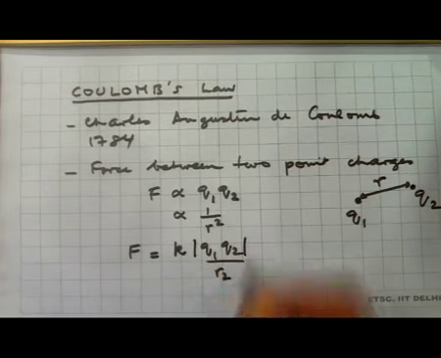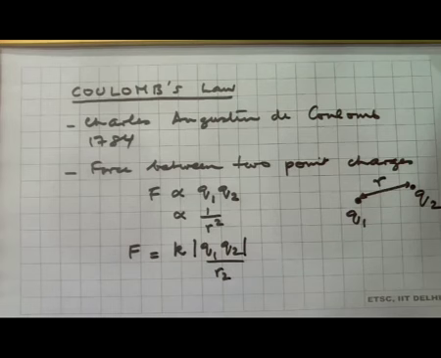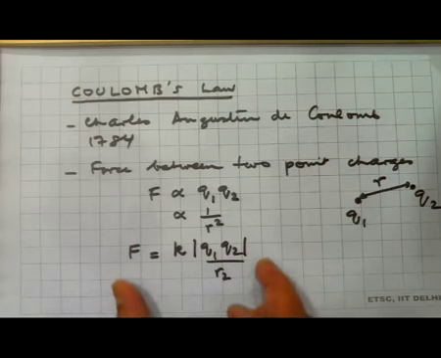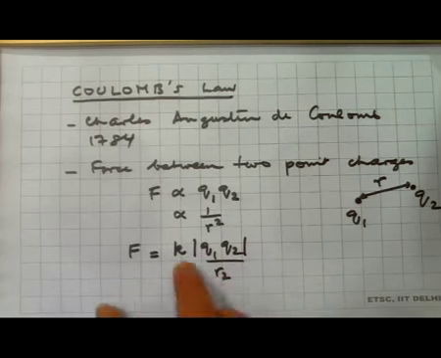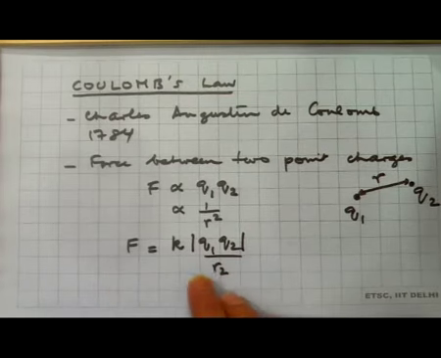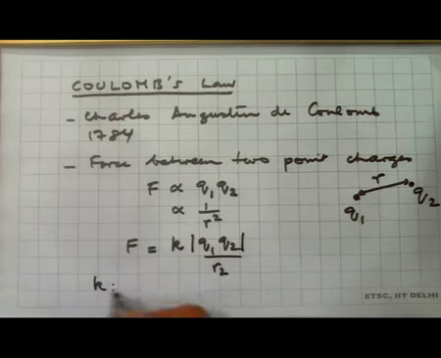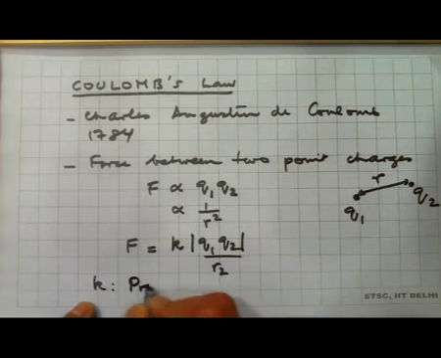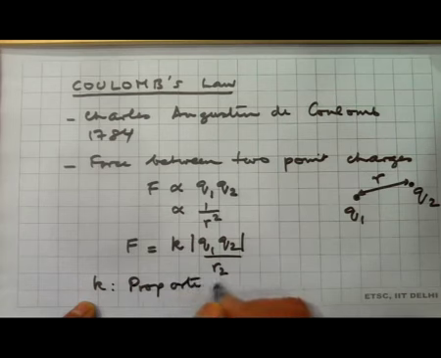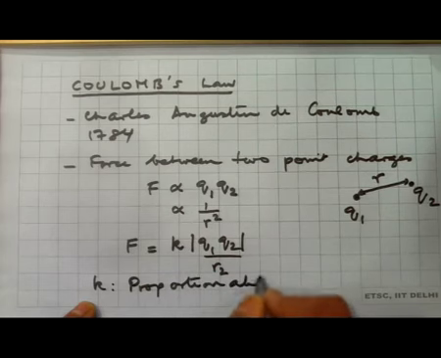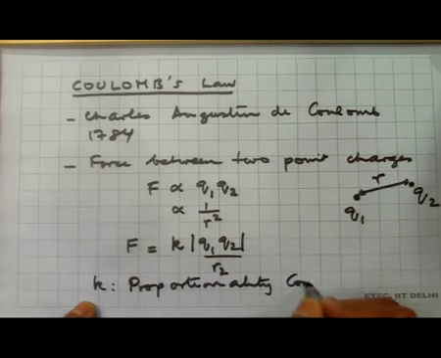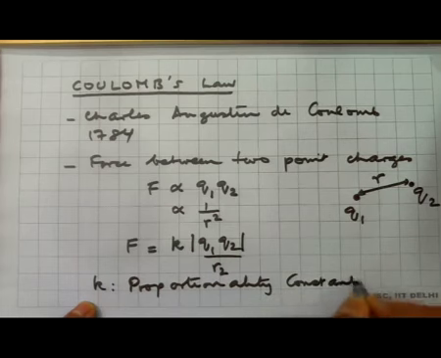Now, let me put a mod sign here, because as we have seen the charges can be positive or negative. So, I am just writing the magnitude of the force. So, q1 can be negative, q2 can be negative, the force could be attractive, force could be repulsive, but all the forces are described by an equation like this, and K is the proportionality constant.